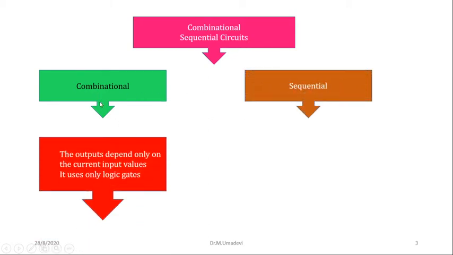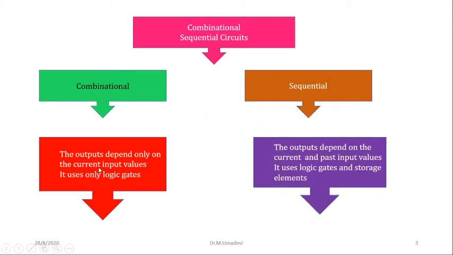So first one, combinational and sequential circuit. I explained this in the previous class also. Once again I'll tell you, the circuit is of two kinds, combinational and sequential. What is combinational? The output depends only on the current input values and it uses only logic gates. Current input means present values. In sequential, the output depends on the current and past input values. It uses both logic gates and storage elements.